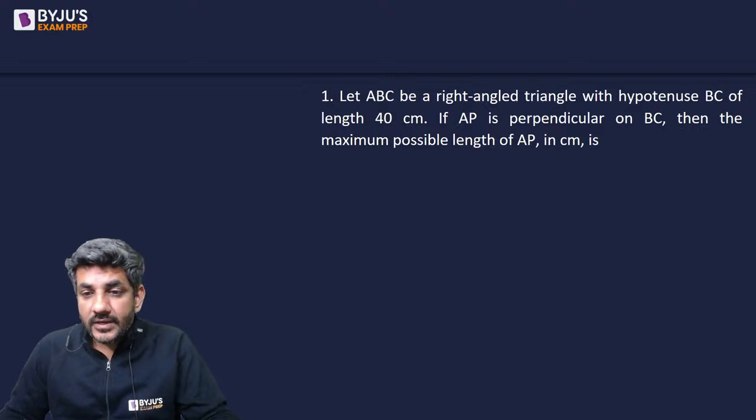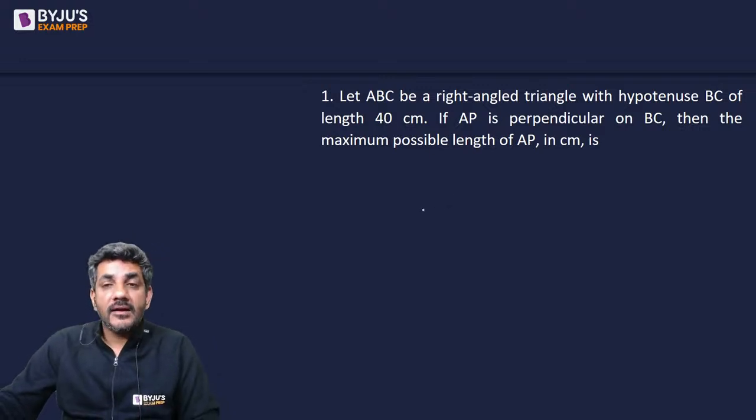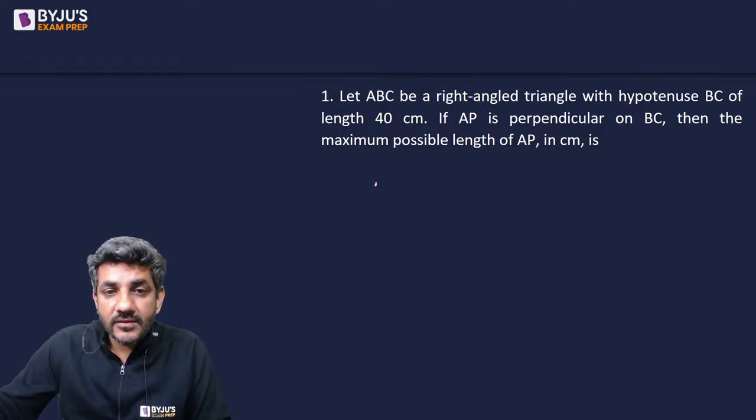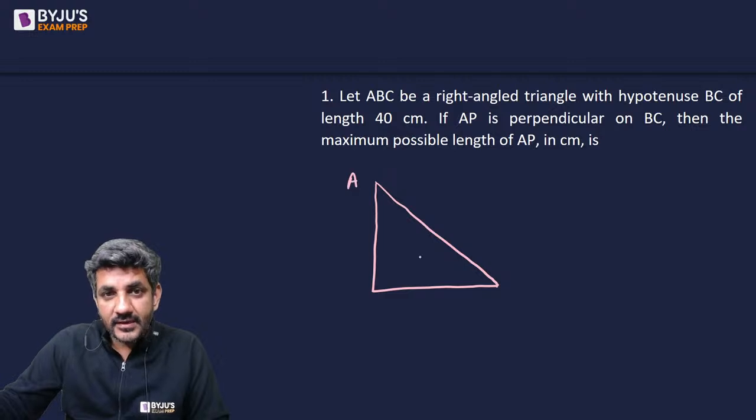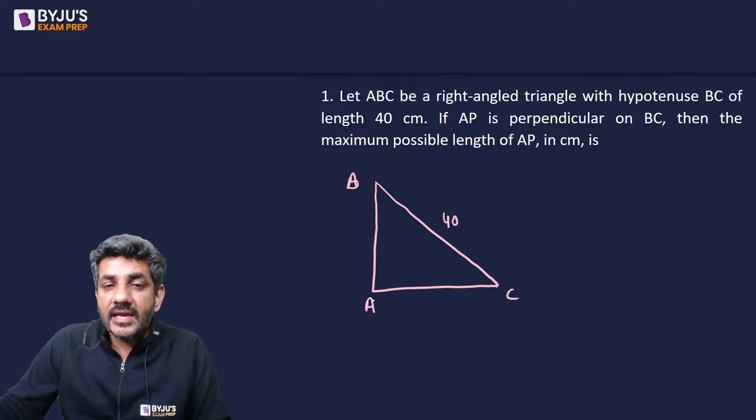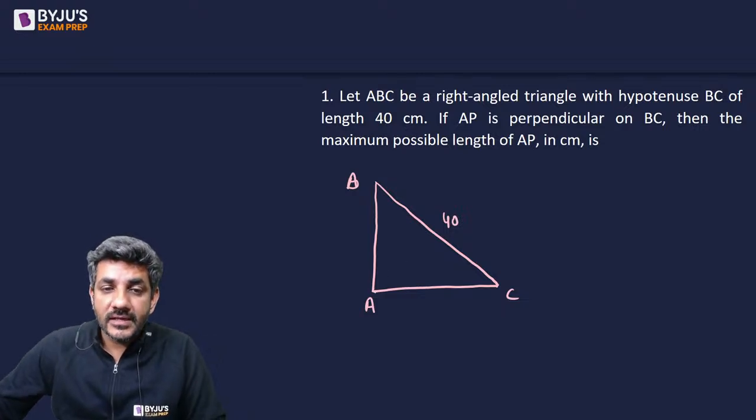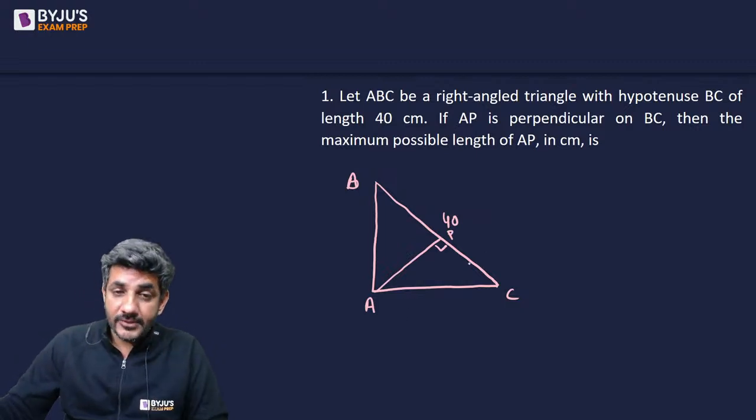Okay, so let's start doing this question. Let ABC be a right angle triangle with hypotenuse BC of length 40 centimeters. So let me make a right angle triangle. ABC is a right angle triangle with hypotenuse BC, which means it is right angled at A. Length of BC is given as 40. AP is perpendicular on BC, so this is the AP, and the maximum possible length of AP is what?